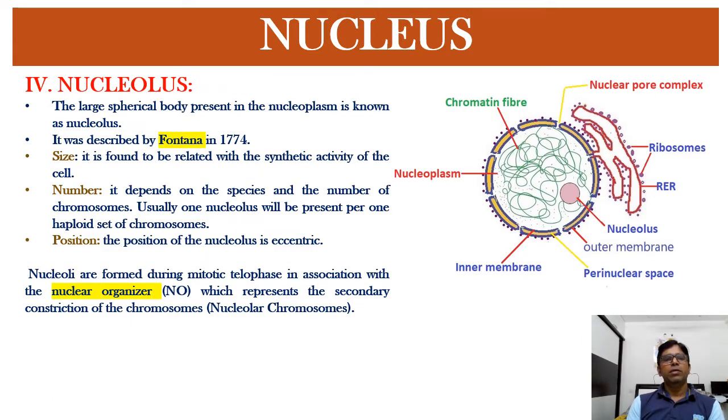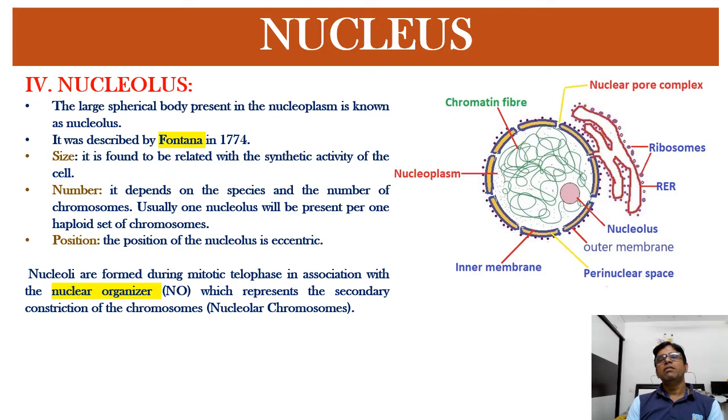Let us come to the nucleolus, which is the last part we are going to discuss. The large spherical body present in the nucleoplasm is known as the nucleolus. The nucleolus was discovered by Fontana in the year 1774. The size of the nucleolus is related to the synthetic activity of the cell.